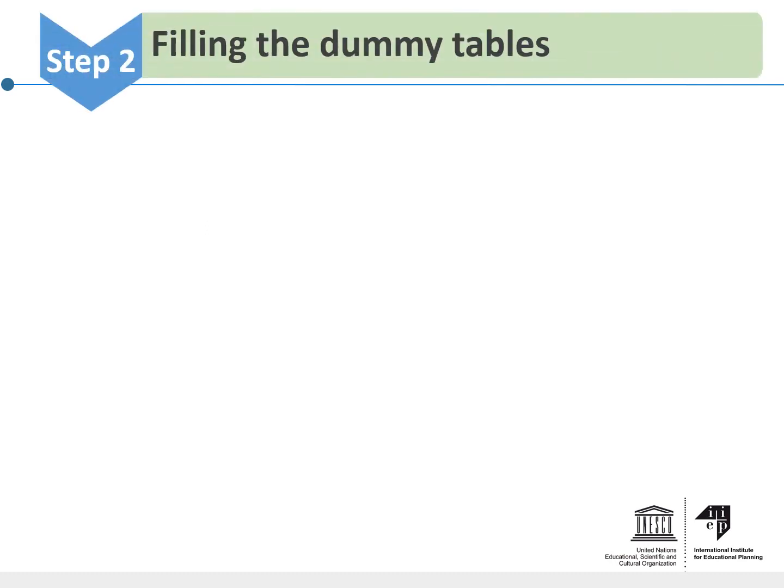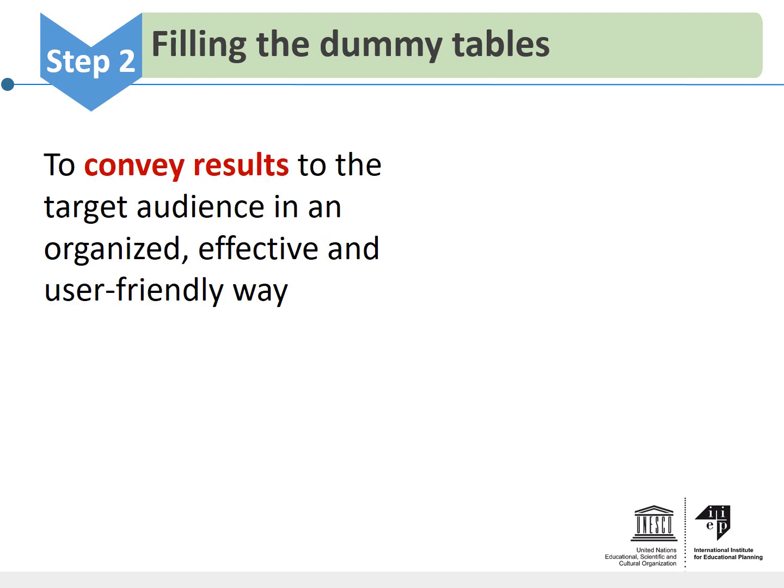The second step is to present the results of data analysis of the indicators in the dummy tables. The dummy tables employ a systematic approach in data analysis and reporting, as they outline how the results should be conveyed to the target audience in an organized, effective, and user-friendly way.